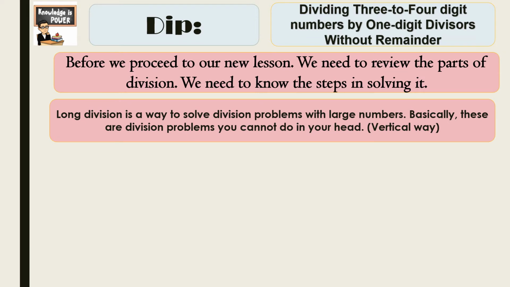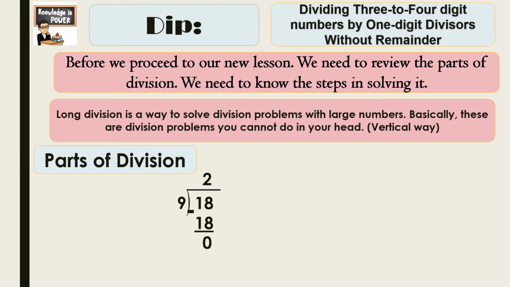Long division is a way to solve division problems with large numbers. Basically, these are the division problems you cannot do in your head. The vertical way is a number from top to bottom, and there is a series of steps. You need to follow those steps so that you may know what the quotient is for this number. By the way, these are the parts of division.